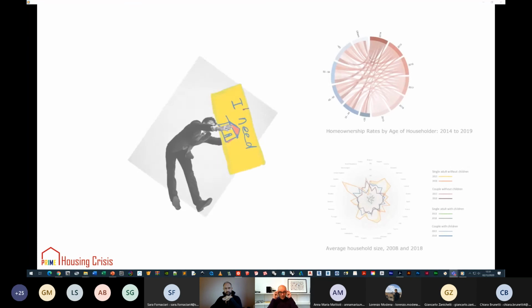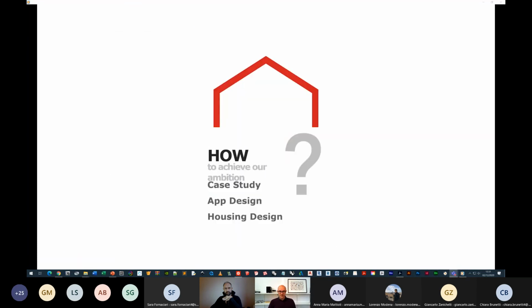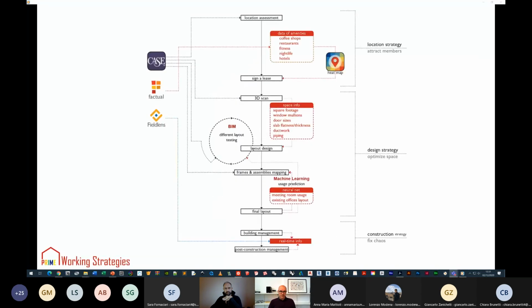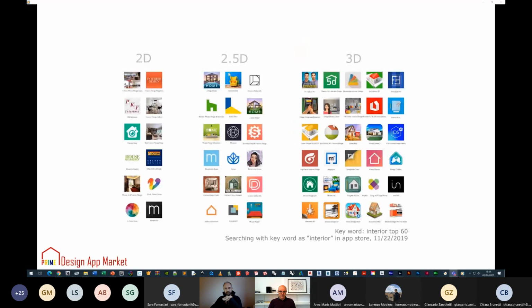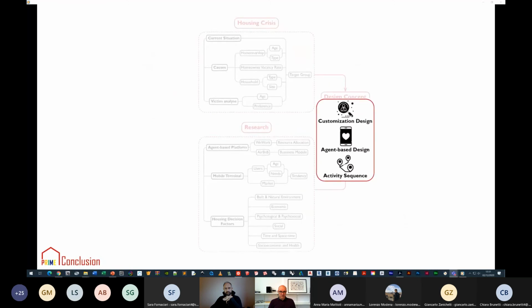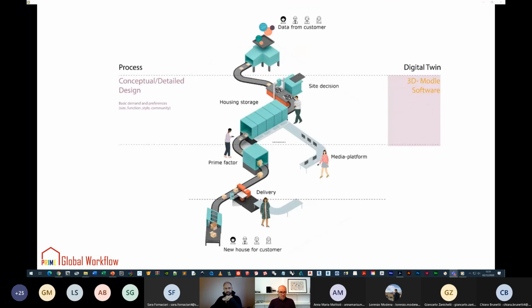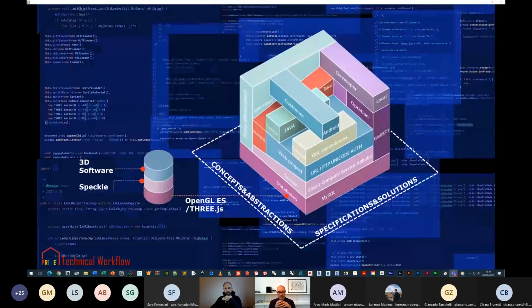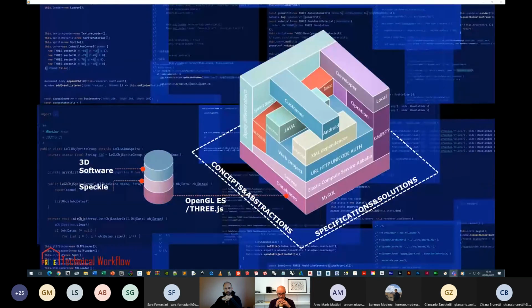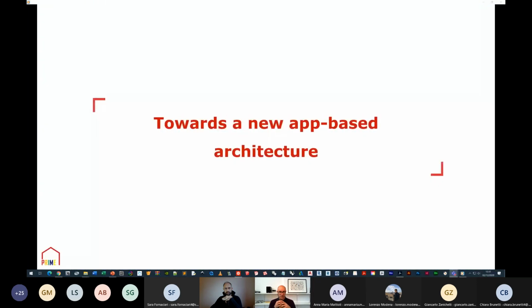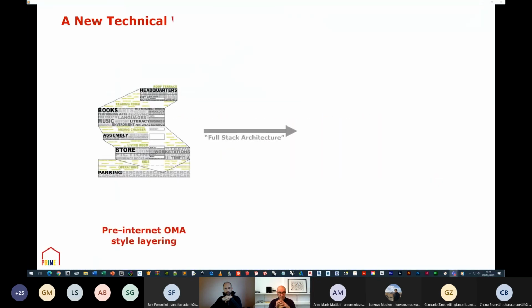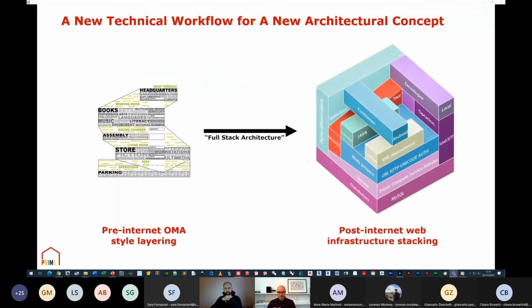The house is hardly accessible and highly expensive. Inspired by WeWork strategies and the limitation of current apps, we try to get customized houses through agent-based design. Design, construction, and using stage have a digital twin respectively. We developed the app stack and built the linkage among each role. Both a new app-based architecture. Created a technical workflow for a new architectural concept.